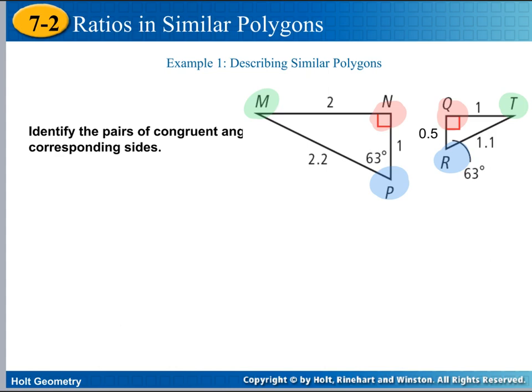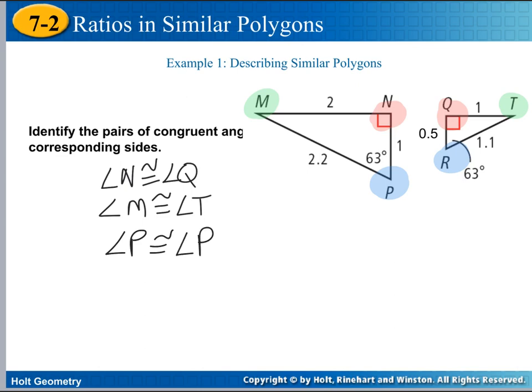So on my corresponding angles, I can say angle N is congruent to angle Q because they're both right angles. Angle M is congruent to angle T. Now, why would that be true? That would be true because of the third angle theorem, because angle N is congruent to Q, angle P is congruent to R, so this third angle has to be the same in the triangle. So angle M is congruent to angle T, and angle P is congruent to angle R. So there's my 3 pairs of congruent angles.